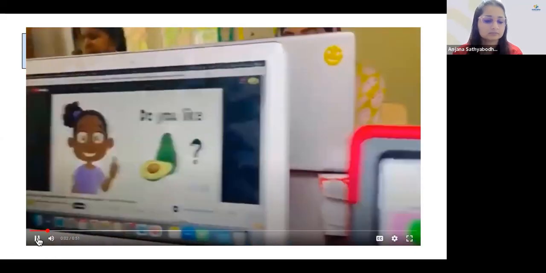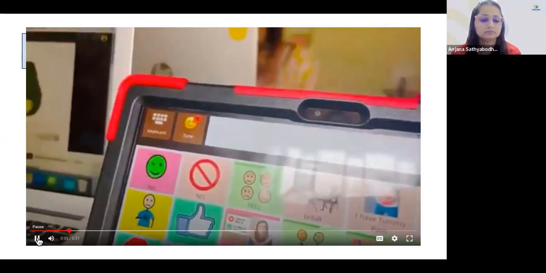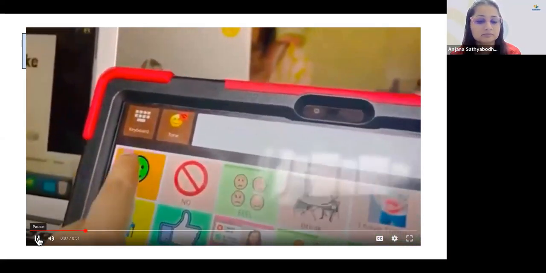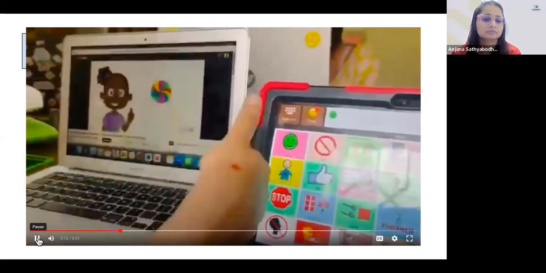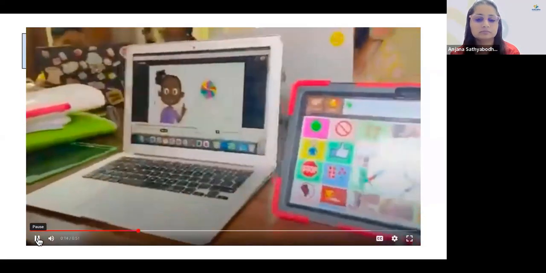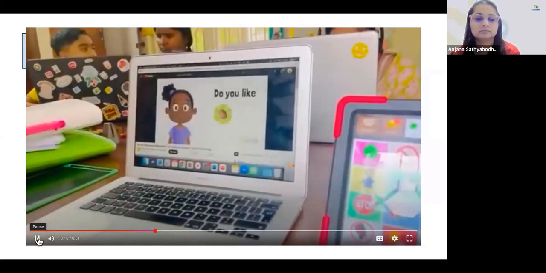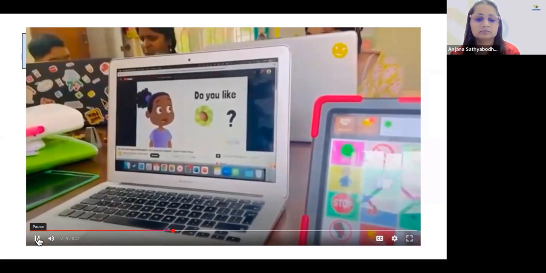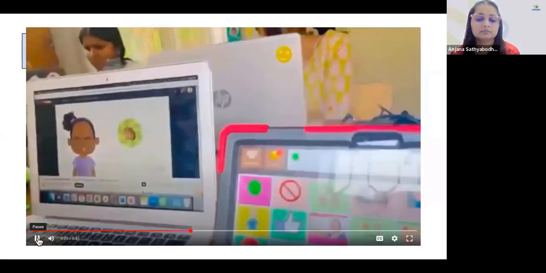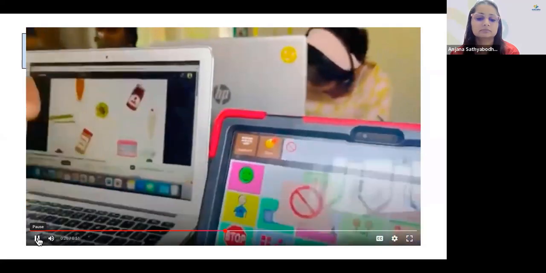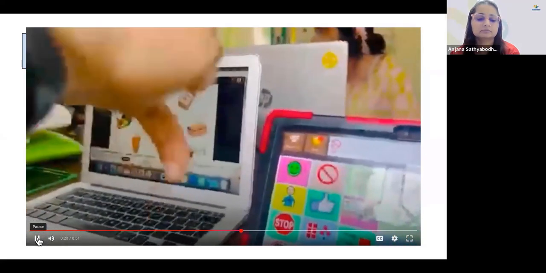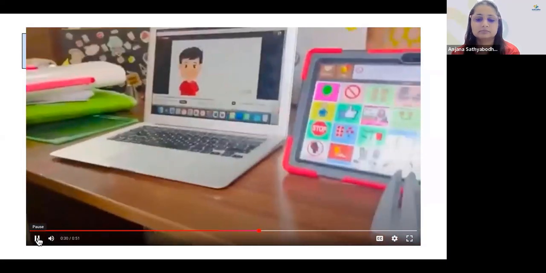So here is an example. You like avocado? Yes or no? Yeah. I like it. Thumbs up. Yeah. Thumbs up. Good. Avocado lollipops. No. No. Thumbs down. Thumbs down.